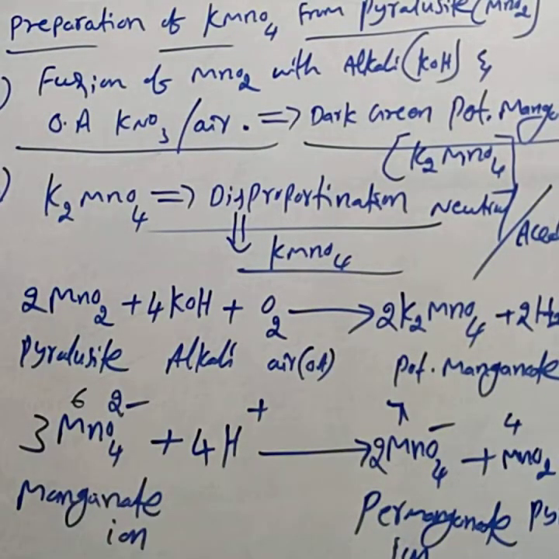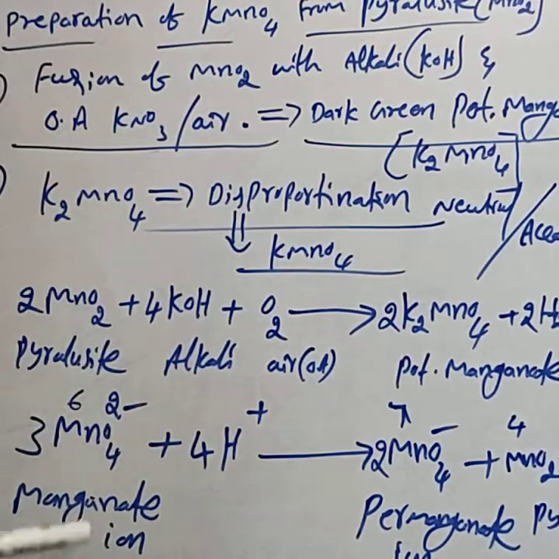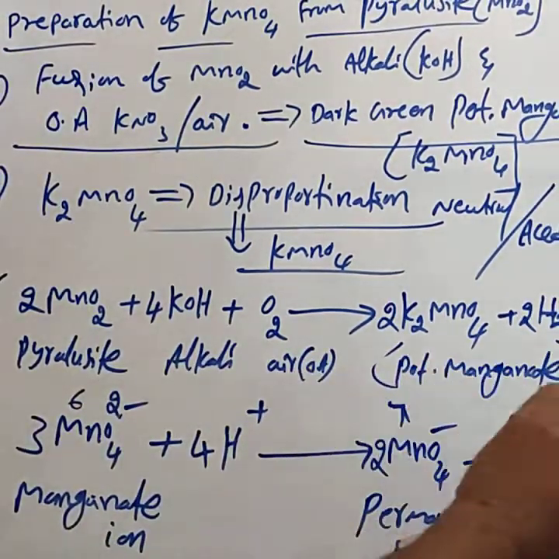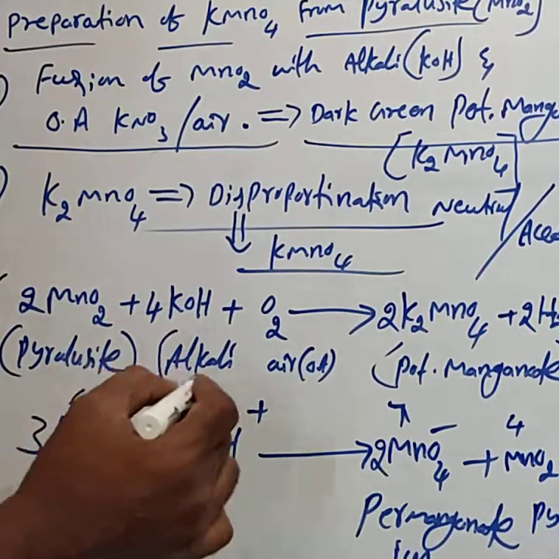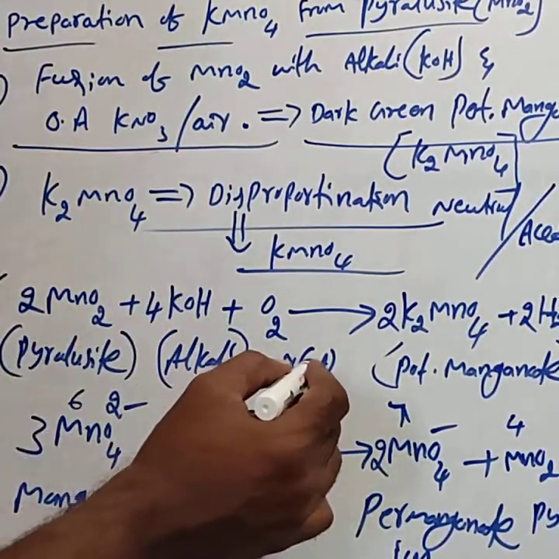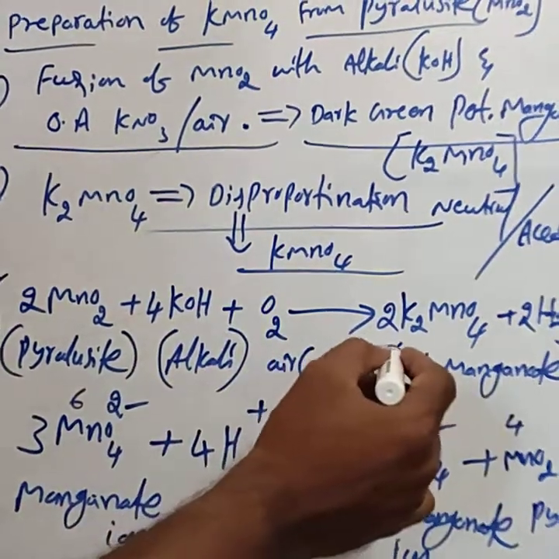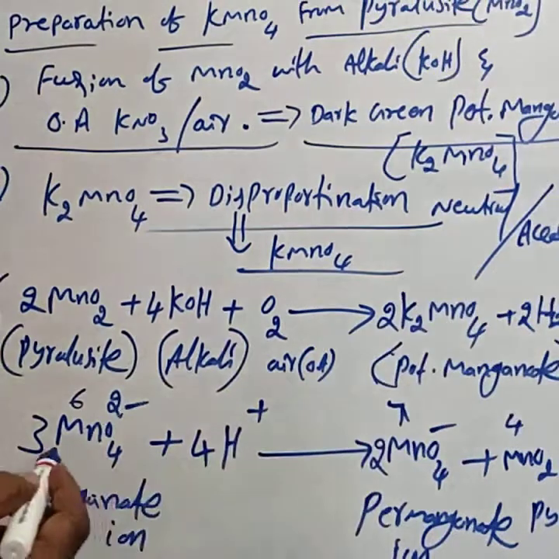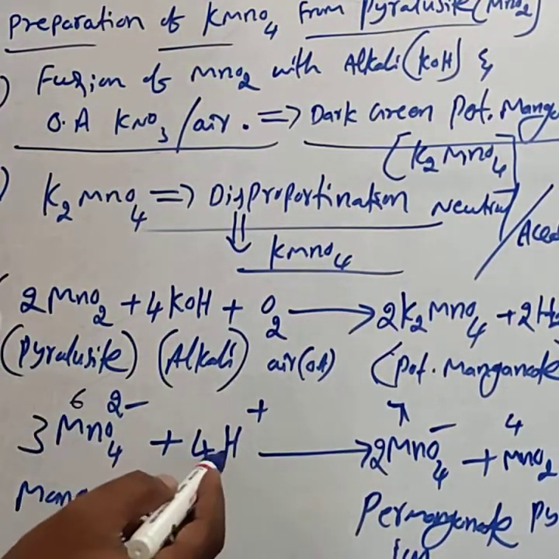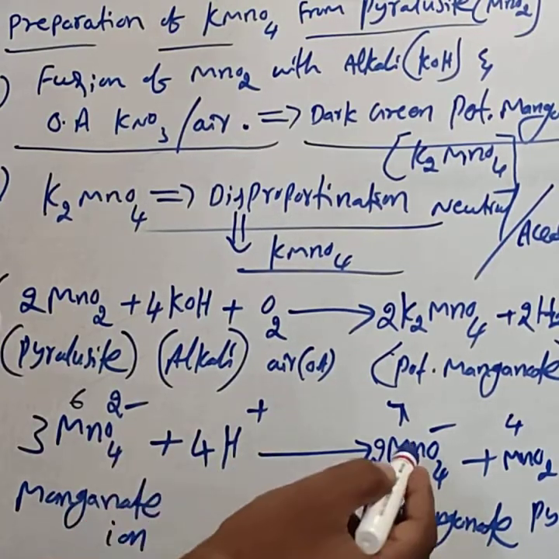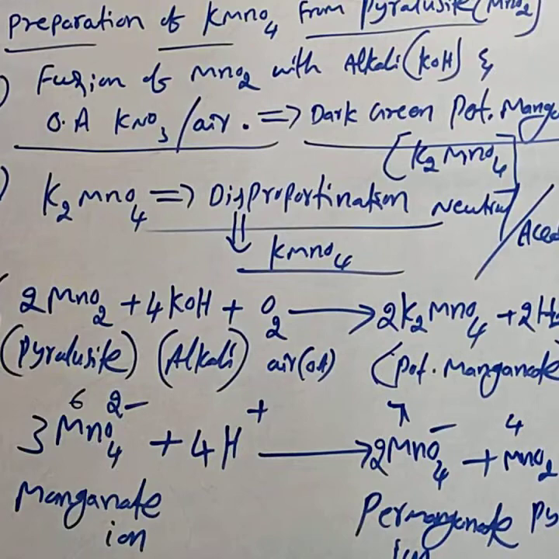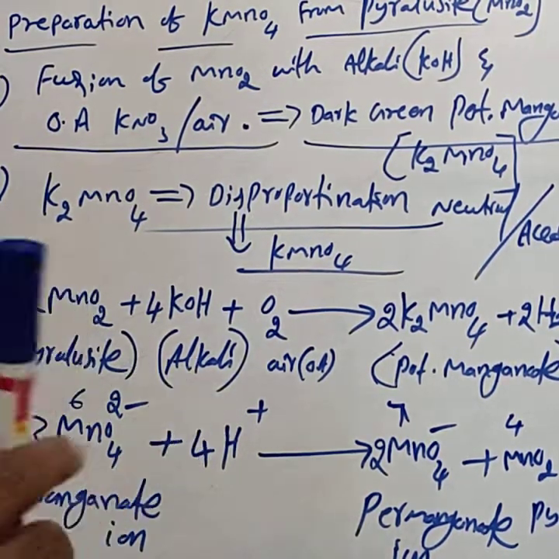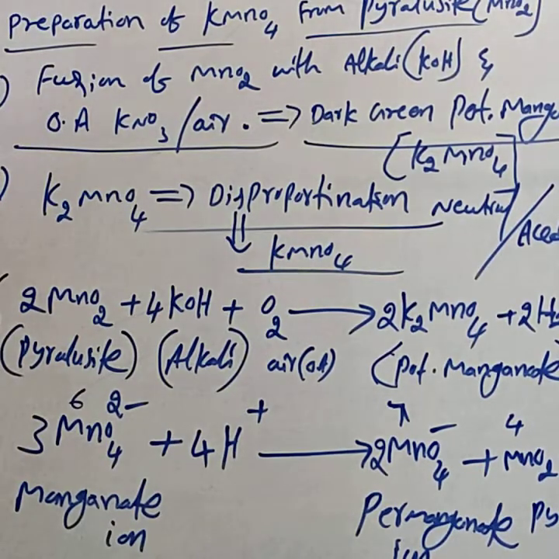This is about the preparation of potassium permanganate using pyrolusite. You practice these two reactions. If you write these two steps, you definitely get the 3 marks. First, pyrolusite, formula MnO2, treated with an alkali like KOH and an oxidizing agent like air or potassium nitrate forms potassium manganate, K2MnO4. That manganate ion undergoes disproportionation in an acid or neutral medium and forms the permanganate ion. This is about the preparations of potassium dichromate and potassium permanganate. You practice these two, and definitely you get 3 marks. Next class, you can consider other most important questions.